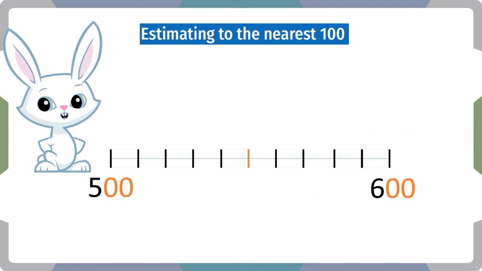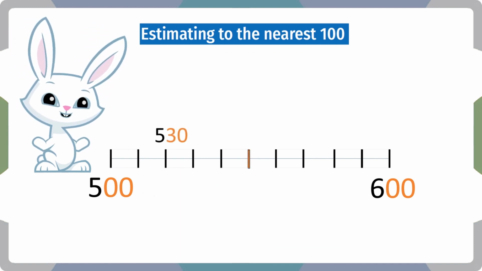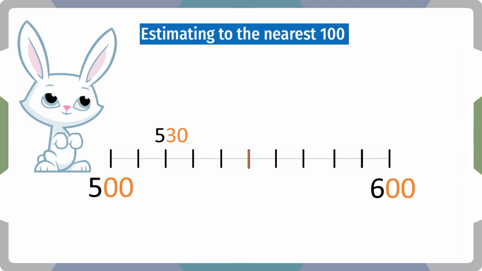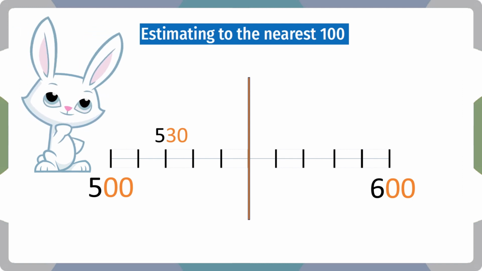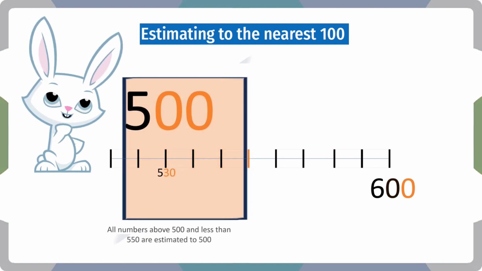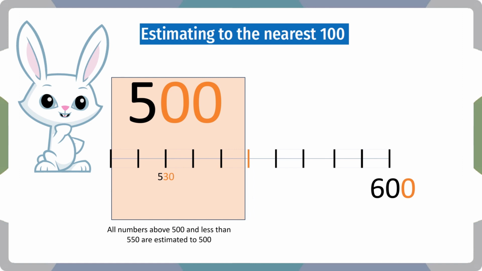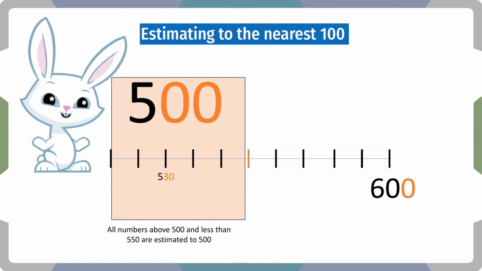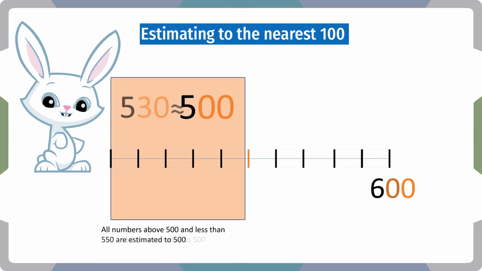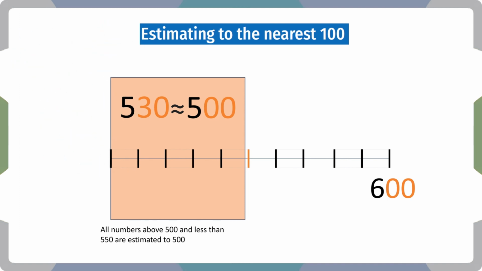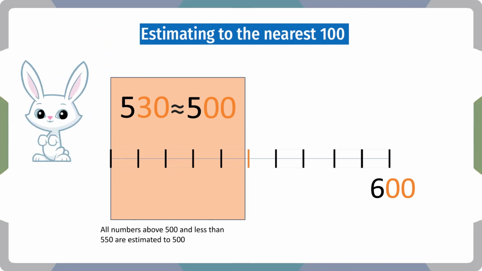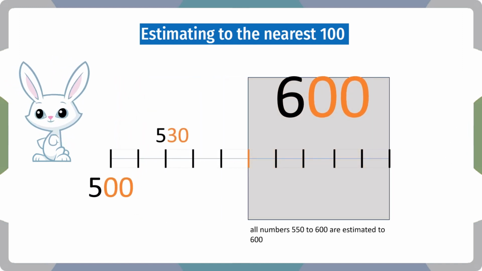Now, notice the midpoint. The number 530. On the number line, 530 is closer to 500 since it is on the left of the middle. So 530 estimated to the nearest 100 is 500. If any number is on the mid or on the right of mid, it will be estimated to upper hundred or 600.